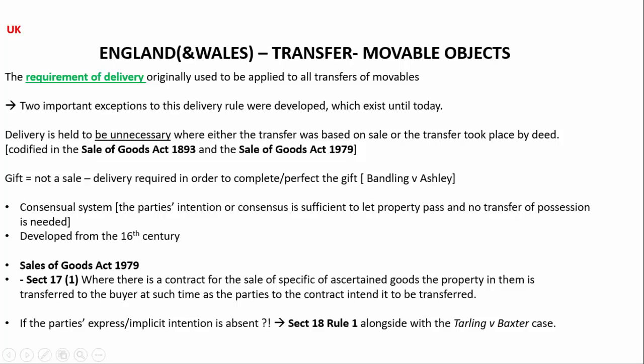England is a consensual system alongside Wales, and this is codified in the Sale of Goods Act 1979 at Section 17, subsection 1. Meanwhile, Section 18, Rule 1 of the same Act deals with the question of what happens if the party's express or implicit intention is absent, alongside the Darling versus Baxter case.